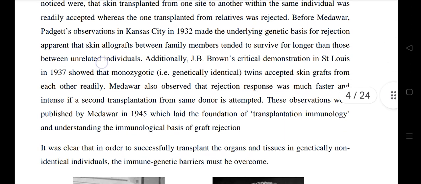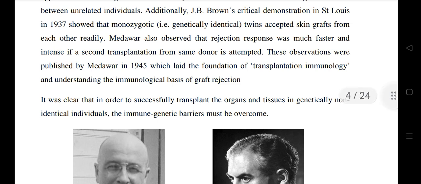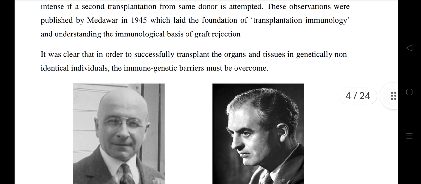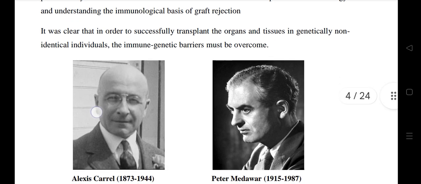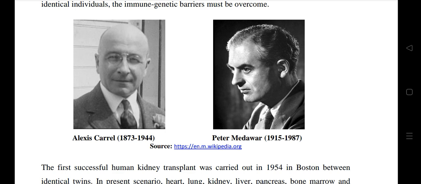Medawar also observed that the rejection response was much faster and more intense if a second transplantation from the same donor was attempted. This observation was published by him in 1945, which laid the foundation of transplantation immunology, understanding the immunological basis of graft rejection. It was clear that in order to successfully transplant organs and tissues in genetically non-identical individuals, the immunogenetic barriers must be overcome. Alexis Carrel and Peter Medawar.